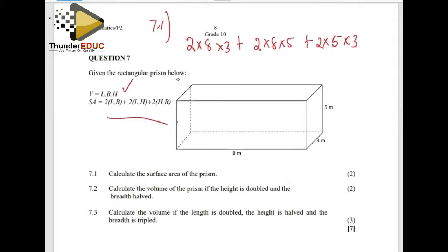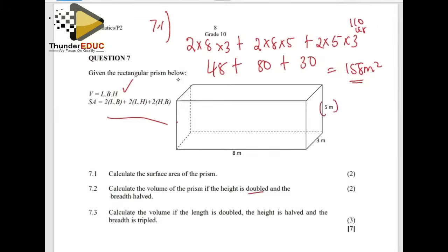So 2 by 8 by 3 gives me a 48. That's a 40, that's going to be 80. And then a 30. So 110 plus 48, I end up with a 158. But this is meters squared. All right, then calculate the volume of the prism if the height is doubled.